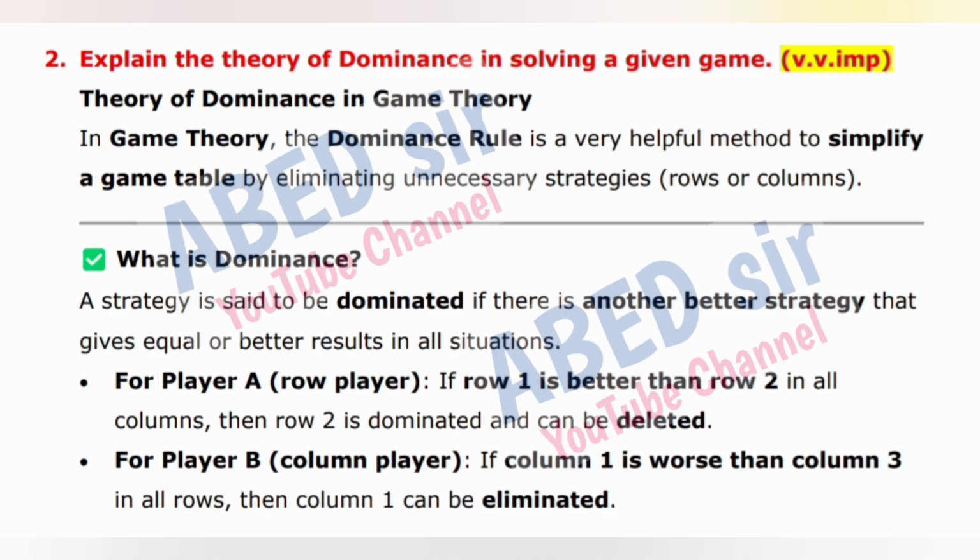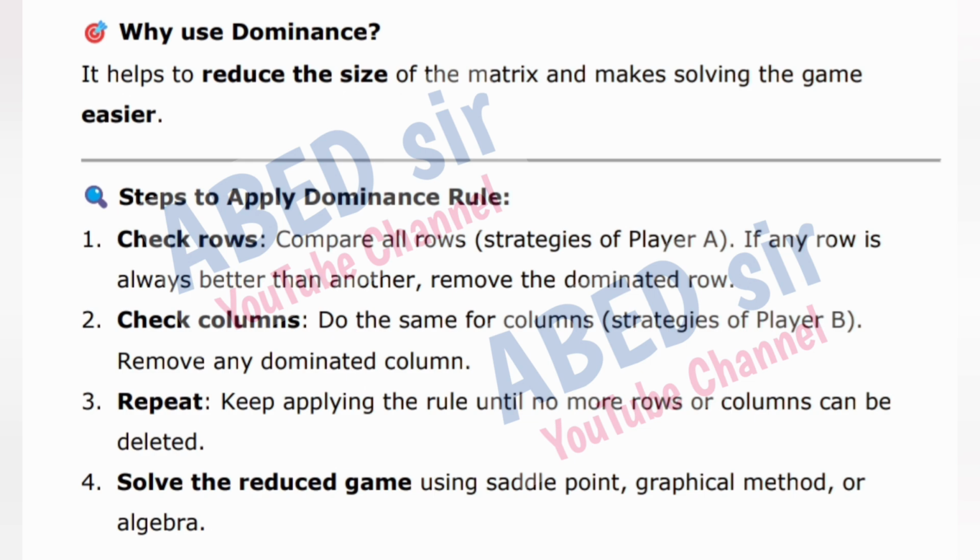For player B, column player, if column 1 is worse than column 3 in all rows, then column 1 can be eliminated. Why use dominance? It helps to reduce the size of the matrix and makes solving the game easier.